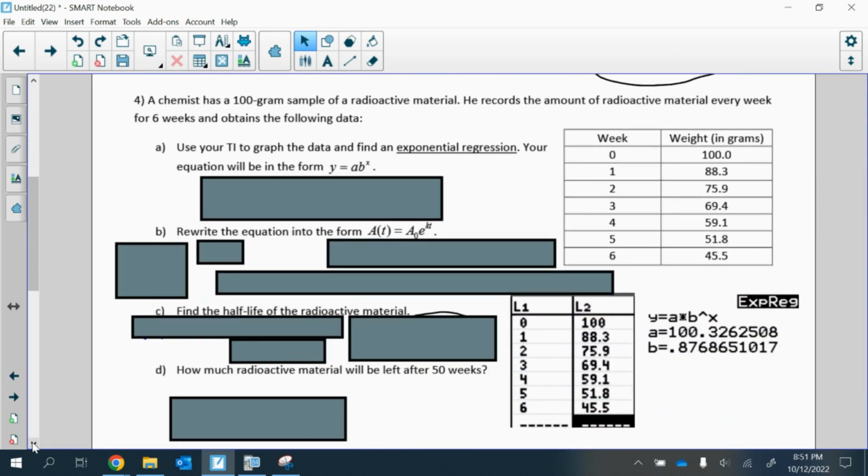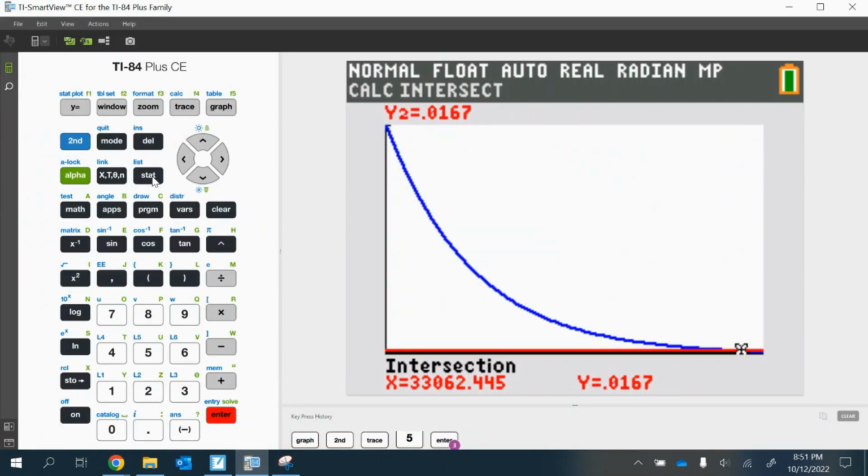Number 4, a chemist has a 100-gram sample of radioactive material. He records the amount of radioactive material every week for 6 weeks and gets this data. Now, exponential regression looks like this, but I'm going to remind us real briefly how to do that.